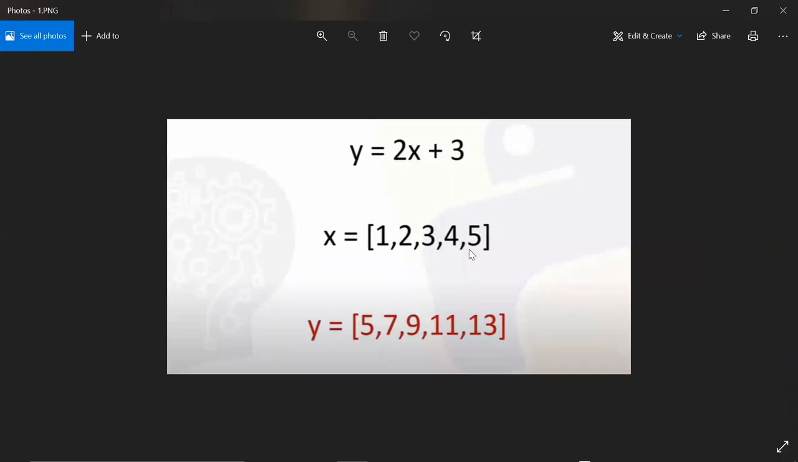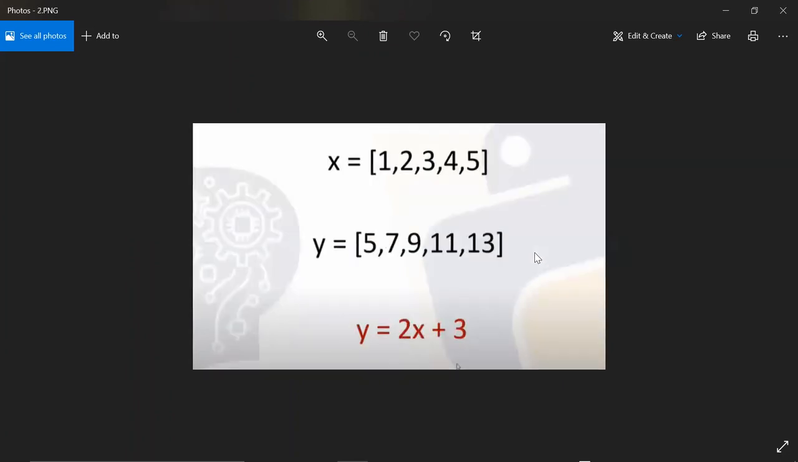y = mx + c. Say y = 2x + 3. So x is the independent variable, right? When I input 1, 2, 3, 4, 5, I get the values 5, 7, 9, 11, 13. So this is what we got, and this is called traditional programming.